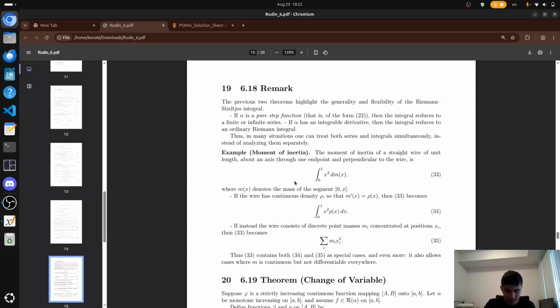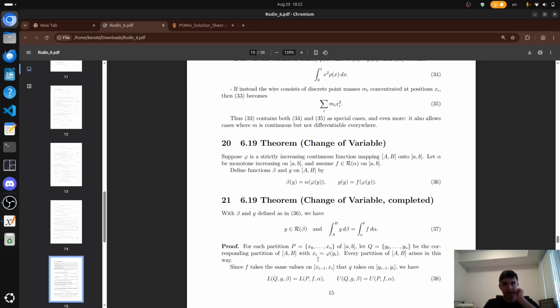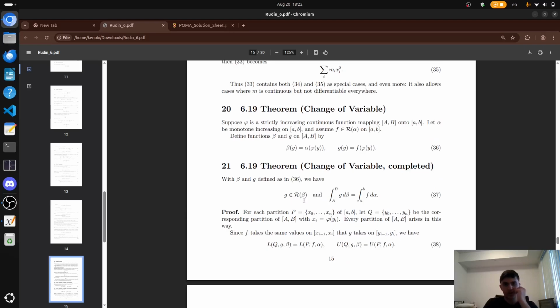So the interesting thing is that now we can talk about these things. We can replace the differential variable with something else, and we can also express the integral as an infinite sum, which is really interesting. Now we have the following theorem, which is a change of variables. So it's basically saying that you can change variables and the bounds of the integral.